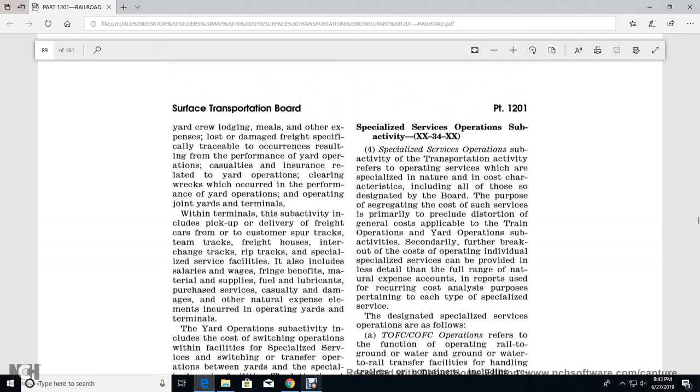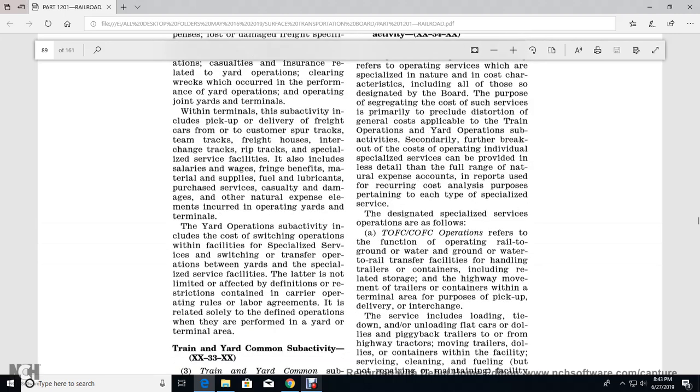Yard crew, lodging, meals, and other expenses for loss, damage, and freight investigation traceable to the performance of the yard operation, casualty insurance related to the yard operation, and clearing with the record of the performing yard operation, operating joint yard terminals.